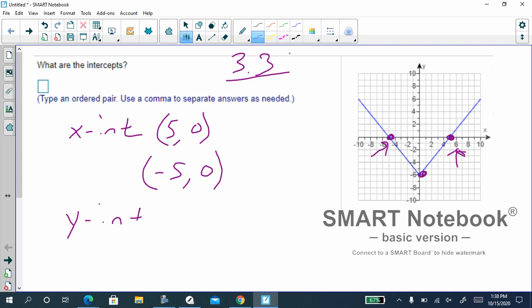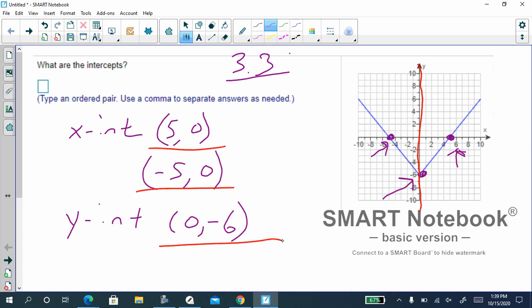Now for the y-intercepts, there's only one y-intercept. It's right here. To get there, we don't go over any, but we go down 6. So if we're going straight down, we're not over any, we're down 6. And it's true that any y-intercept has an x value of 0, because if it's on the y-axis, we're not left or right any, so the x value is 0, and then we'll have a y value. So we would just list these 3 ordered pairs as our answer.